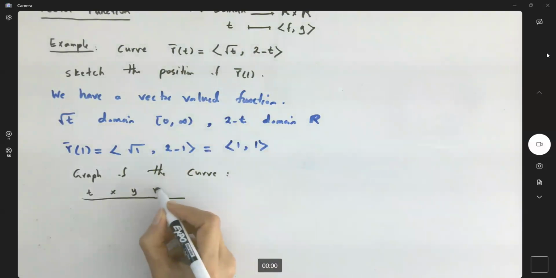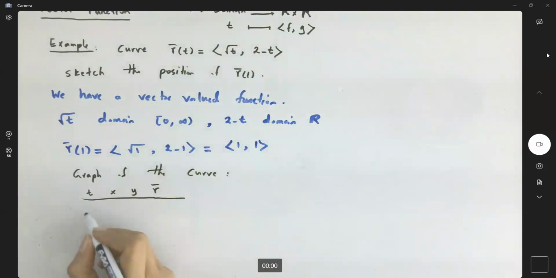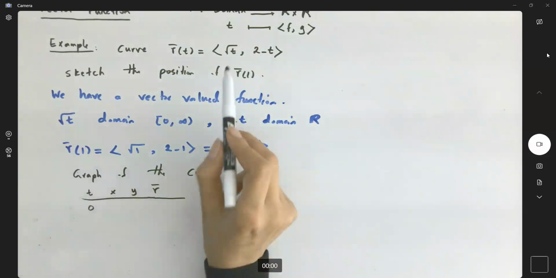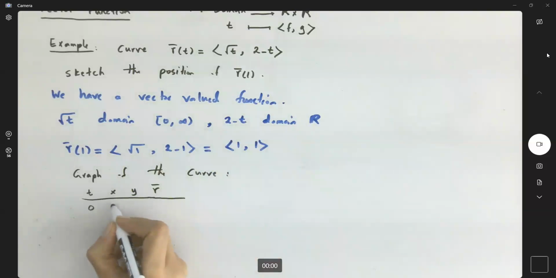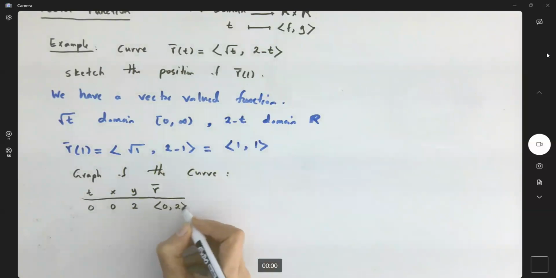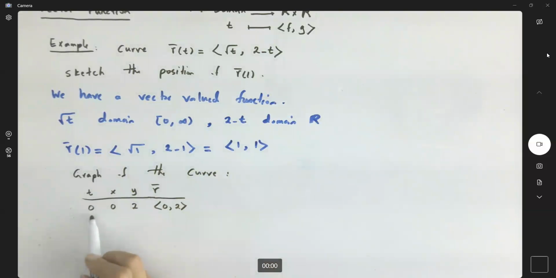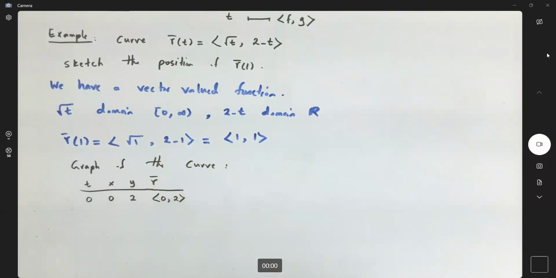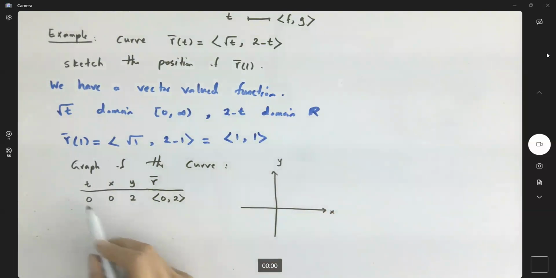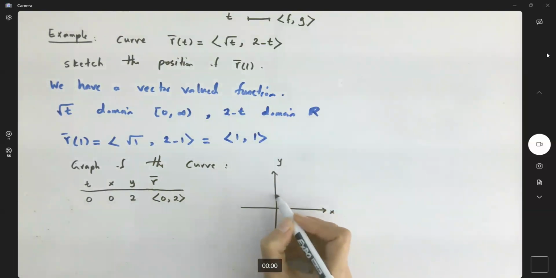So if T is equal to 0, what is my X? What is my Y? My X becomes square root of 0, which is 0, and my Y becomes 2 minus 0, which is 2. So the vector is 0 and 2. Okay, let us begin. At time 0 seconds, the position of your particle is here. Just plug in some values for my X and my Y. At 0, my vector is located at 0 and 2.